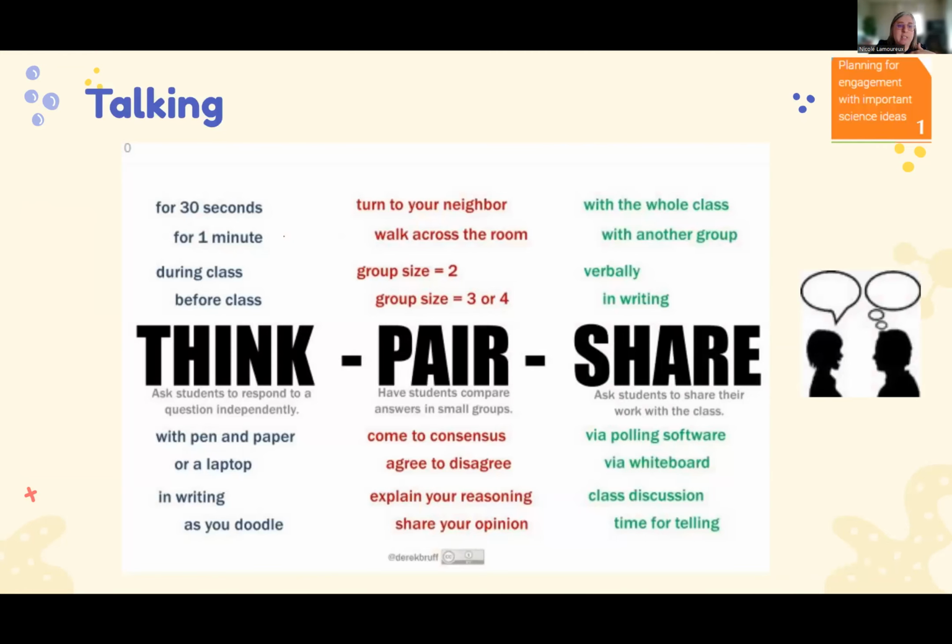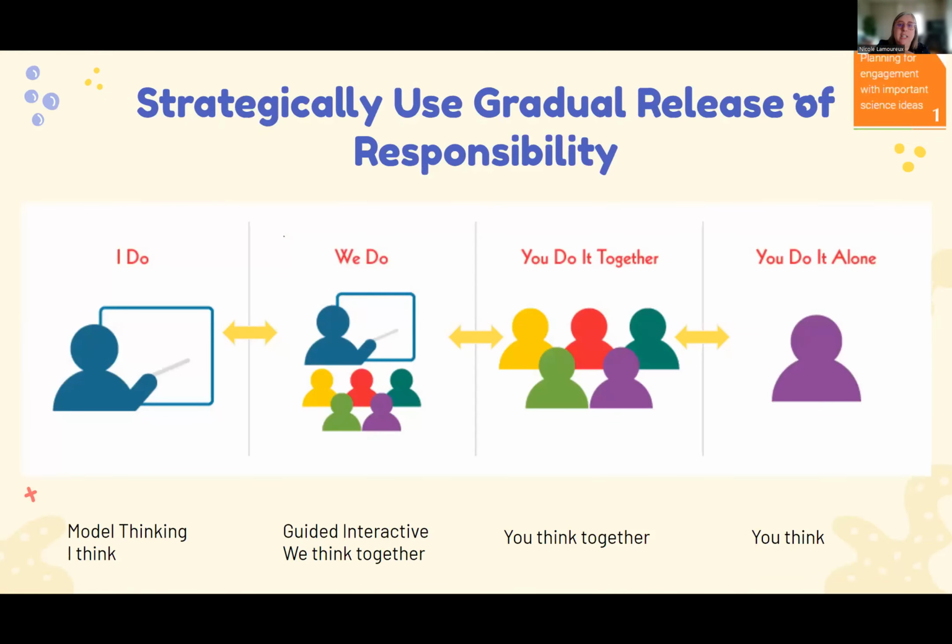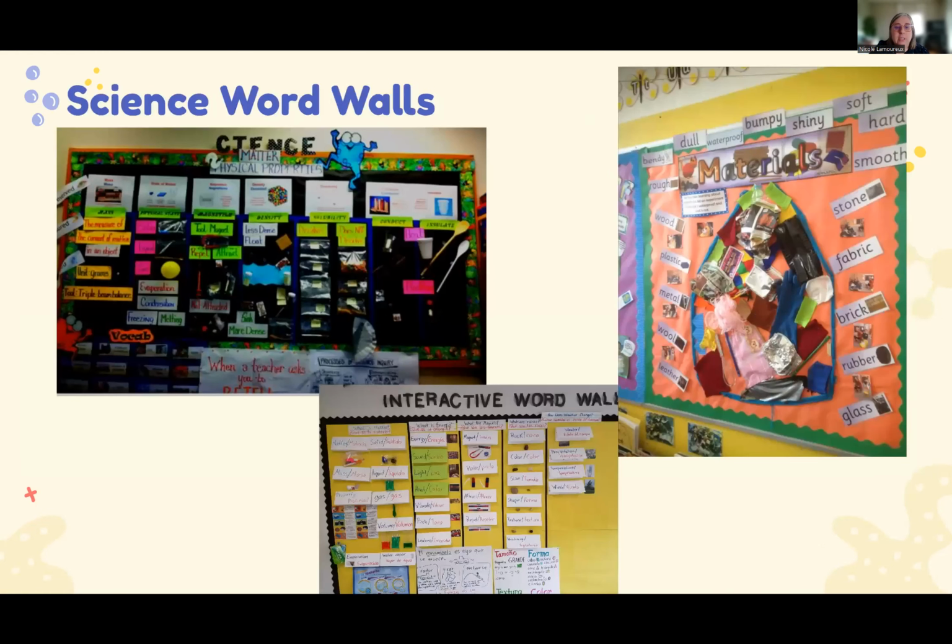So these are things you can go back to after, with variations on think, pair, share if you've done that in your classroom. Strategically using gradual release of responsibility, I don't use this linearly. Sometimes I do model, like a think aloud. I might do it more guided interactive, where I want them engaged, so we think together. And then eventually our students are going to be able to do it by themselves, and then with partners, and then by themselves.